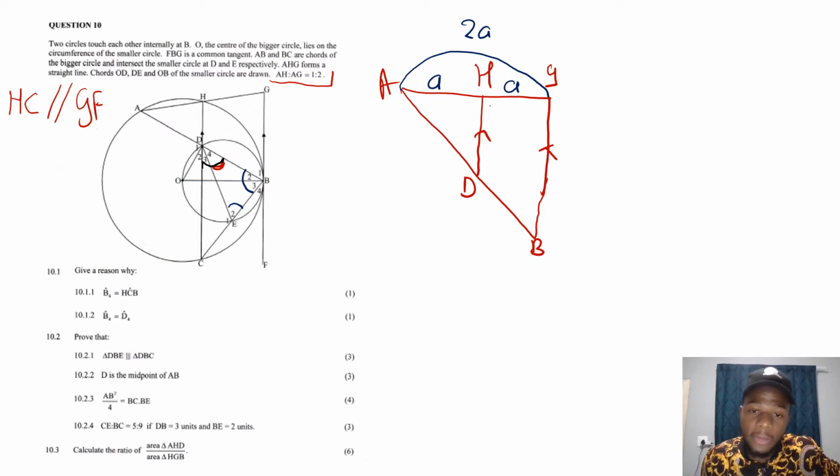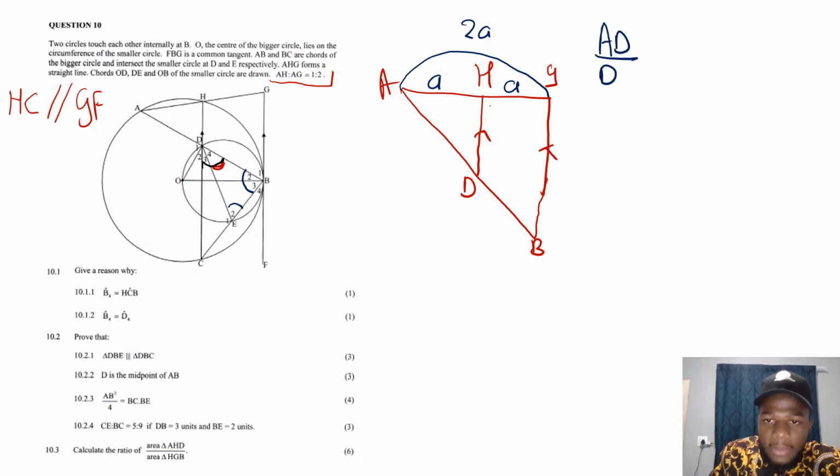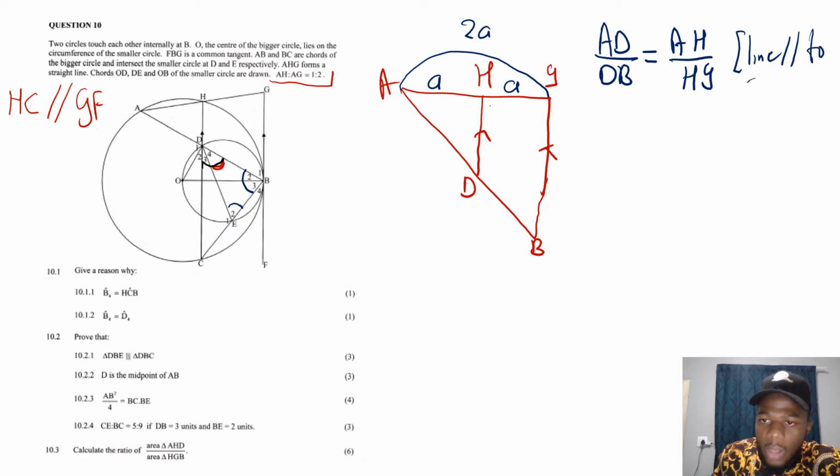Then here you see you have a line drawn parallel to one side of a triangle, and if a line is drawn parallel to one side of a triangle, I hope you know what to do. Obviously, we're going to apply a proportion theorem. Okay, let's go. And we have to talk about AD and DB, don't forget. So we'll say AD over DB is equals to AH over HG. Our reason here, it's line parallel to one side of a triangle. I hope you know this reason by now.